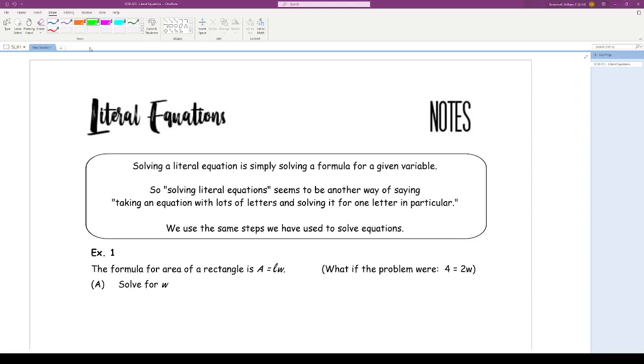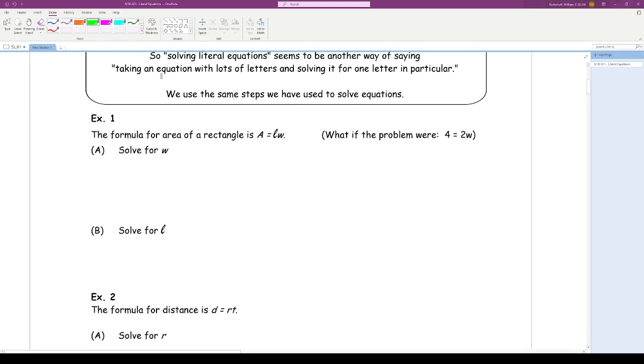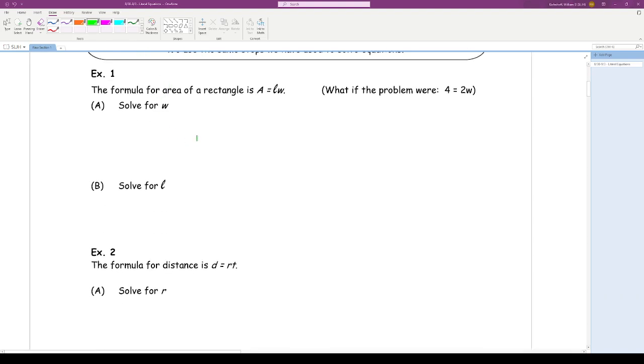All right, everyone, our topic for today is literal equations. Literal is a word that means actual. So what we're talking about here with literal equations is equations that actually have meaning in the real world. When we look at this first one in example 1, we have the area of a rectangle.